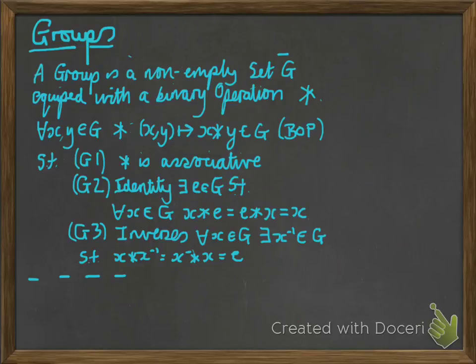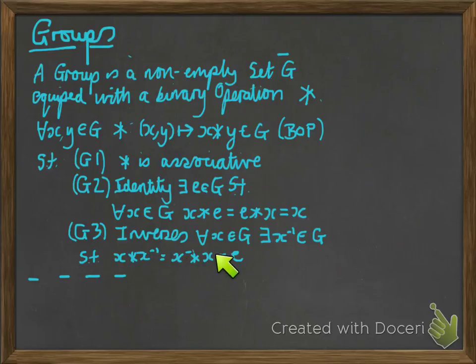Fabulous. So G1 just says that star is associative. And if you don't know what associativity is, then feel free to ask, or just Google it. But if you do ask, I'll happily make you a video explaining it and some basic properties. G2 is the identity axiom. That just says that there exists an element e in G, such that for all other elements x in G, x star e equals e star x equals x. And I'll give an example in a minute, just to make this a bit more intuitive.